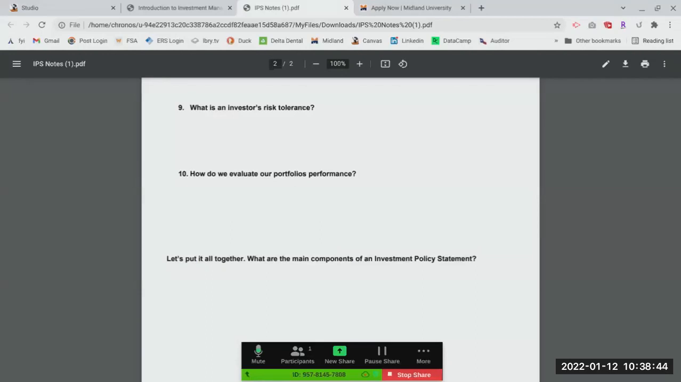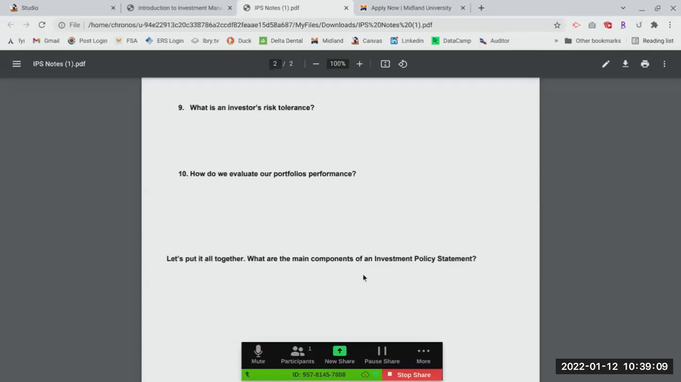Let's say our portfolio had a 6% return last year. Is that good? Is that bad? How do we evaluate that return? Well, we evaluate our returns, one, against the portfolio's goals, and two, against industry benchmarks, so passive indexes.